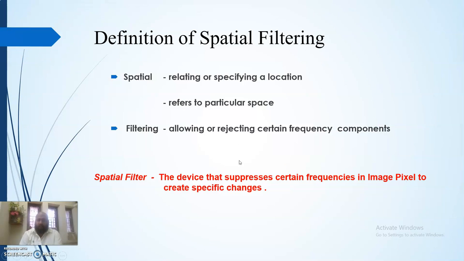So first we can see what is spatial filtering. To understand what is spatial filtering, first we want to know what is spatial and what is filtering. Spatial, if you want to define this, is relating or specifying a location or referring to a particular space. Filtering can be defined as allowing or rejecting certain frequency components. So commonly, a spatial filter is a device that suppresses certain frequencies in image pixels to create specific changes. I think now we got an idea what is spatial filtering. That is making some changes in a particular pixel in a particular location. That we can call spatial filtering.